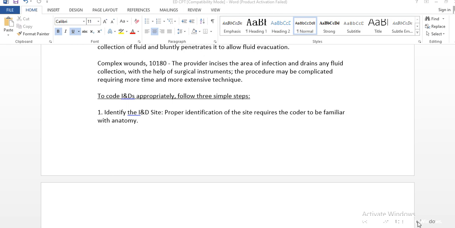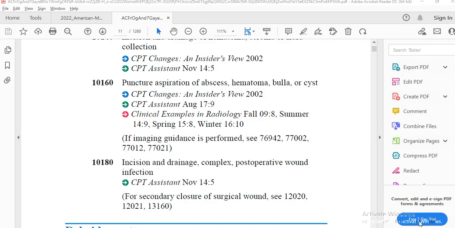So this incision and drainage is for the complications after surgeries. So that's why, for postoperative wound infection, we need to use this 10180 code. If the physician performs secondary closure of the surgical wound after incision and drainage, we need to use 12020, 12021, 13160, like intermediate and complex repairs.